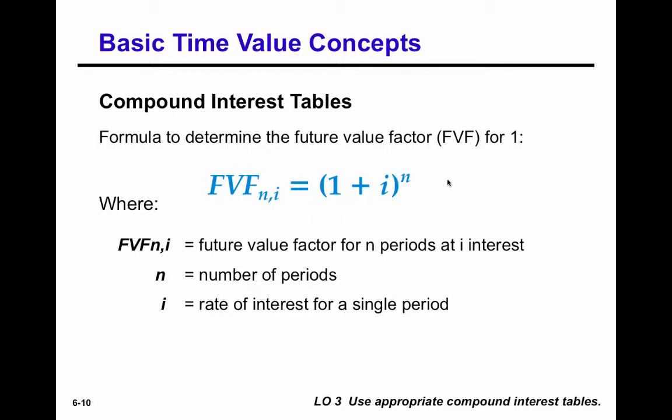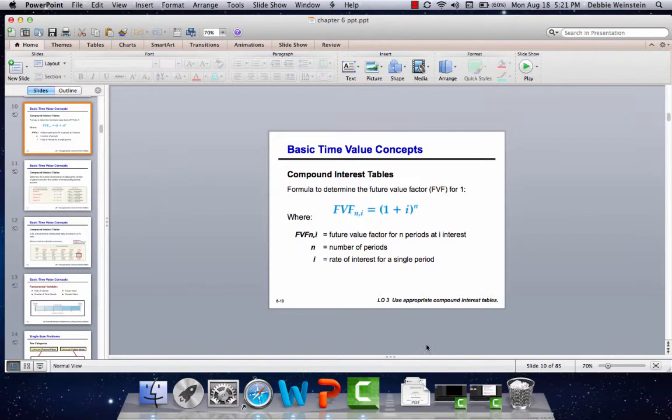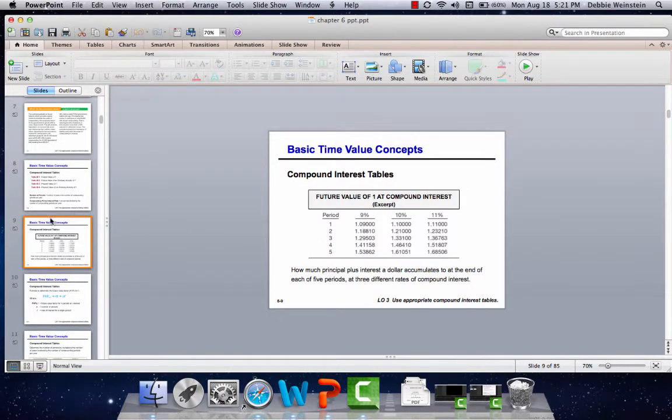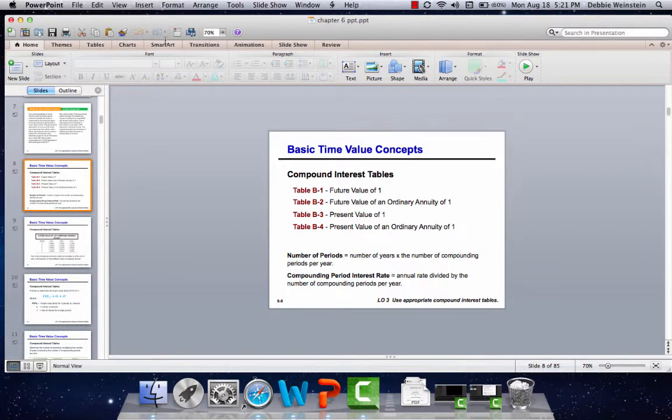This is the mathematical formulation to determine the future value of a current amount, and that is to take 1 plus the interest rate and raise it to the nth power, where n is the number of periods that are employed for the question that's at hand. Let me back up a second and show you this point here.